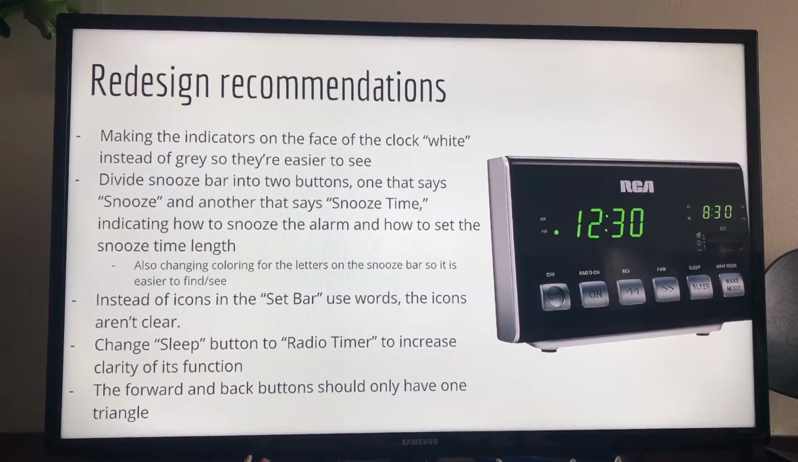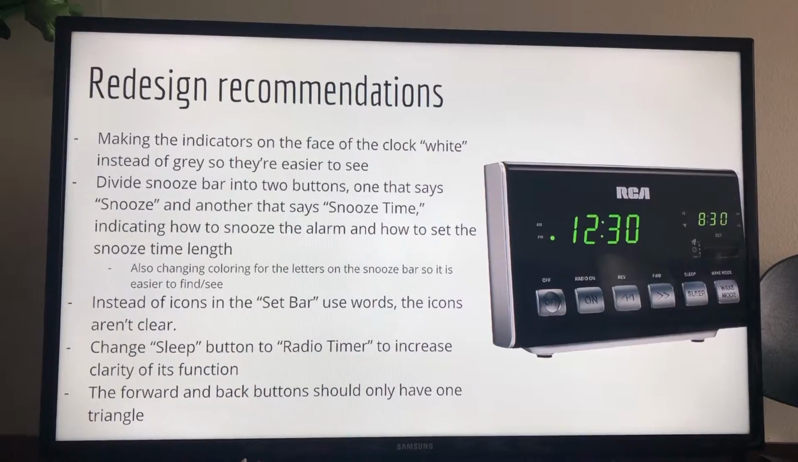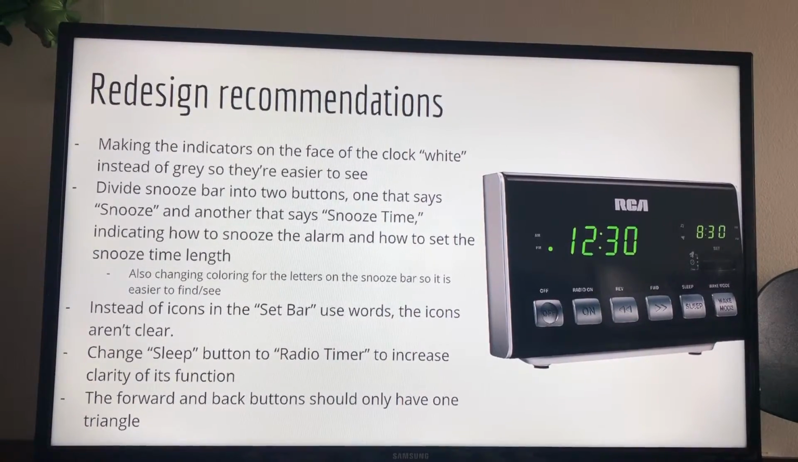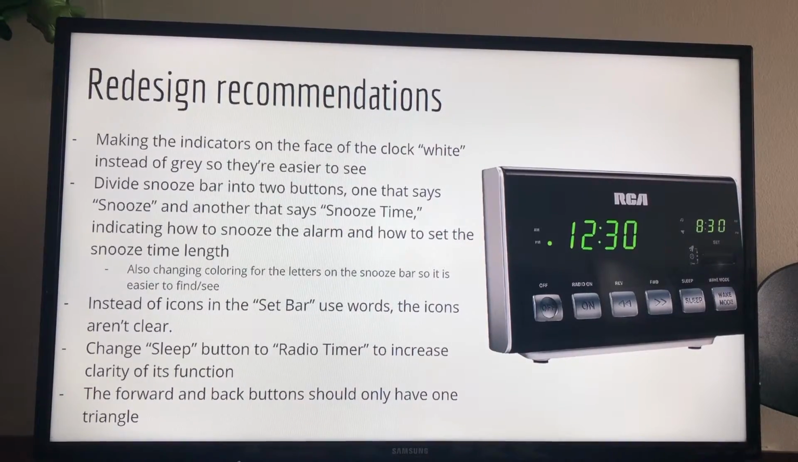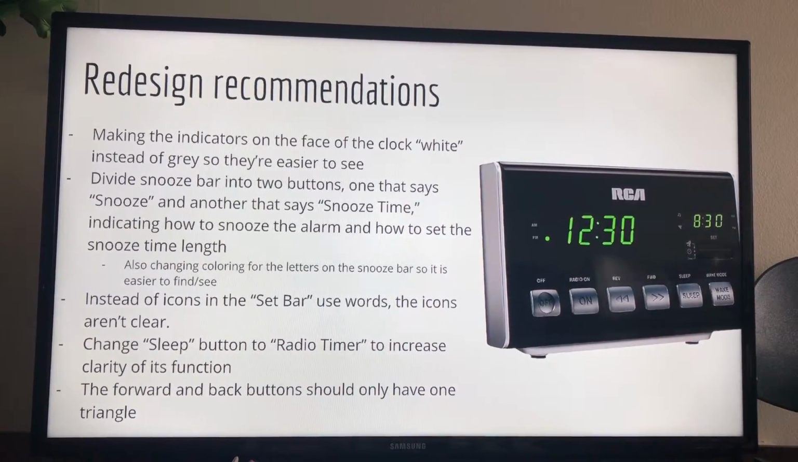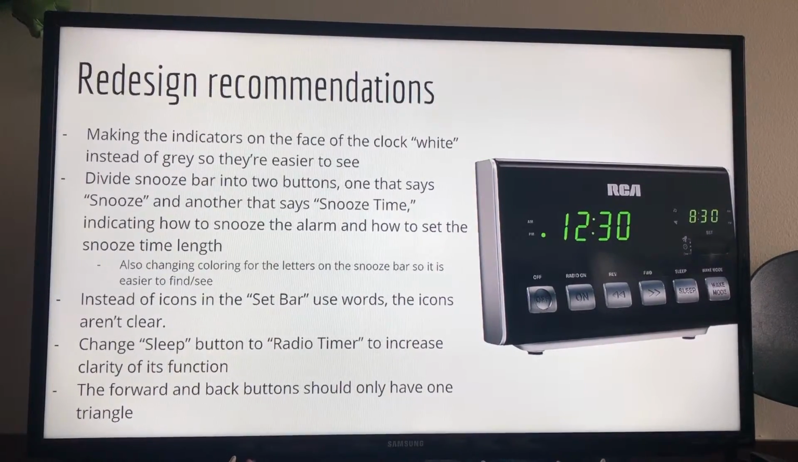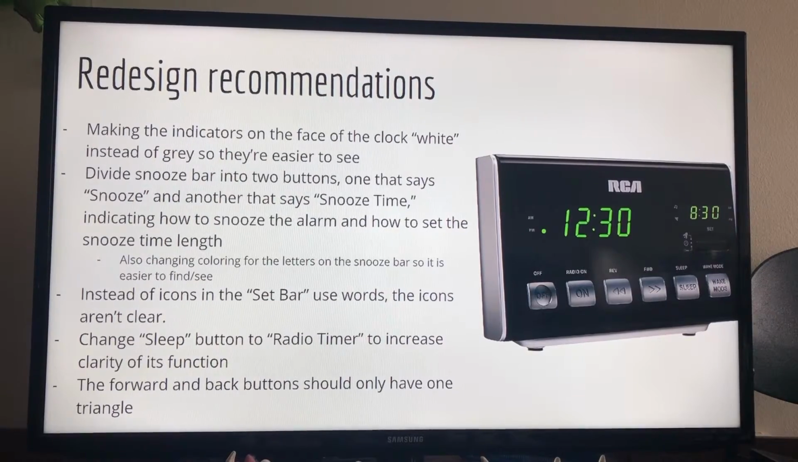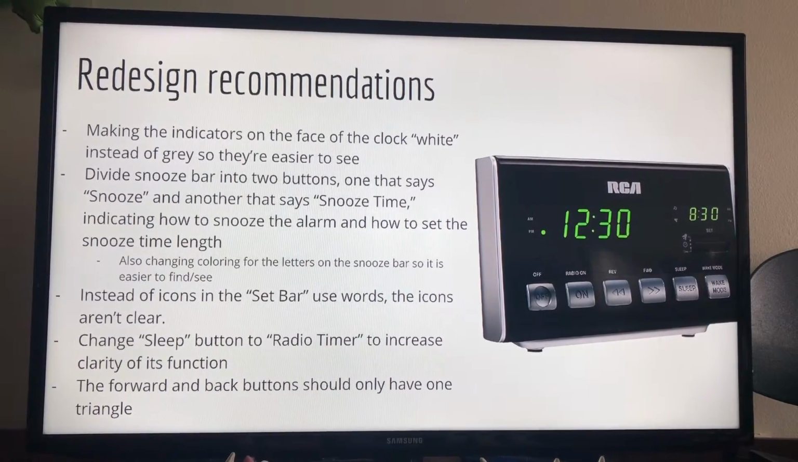So for our redesign recommendations, we were thinking that there are a lot of different indicators on the clock face, but they're gray on a black background. So we're thinking of making those white so it's easier to see. And then to divide the snooze bar into 2 buttons so that it's clear that we're setting a snooze or a snooze time. And then we can also change the colors on that because right now it's black on black, where it might be easier to see if it was white on black.